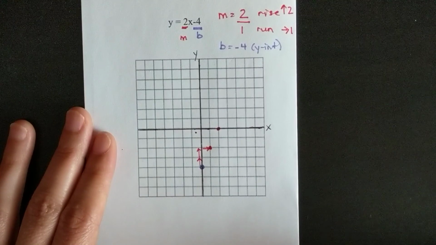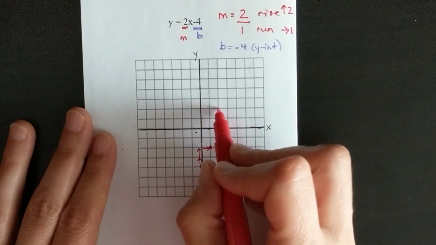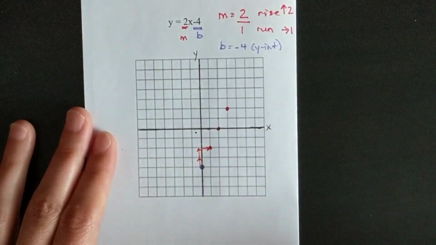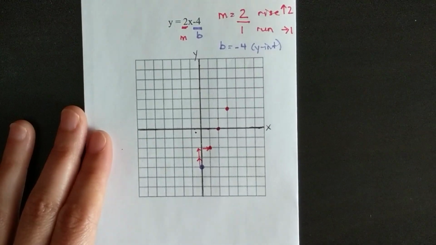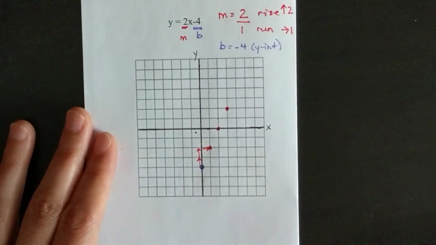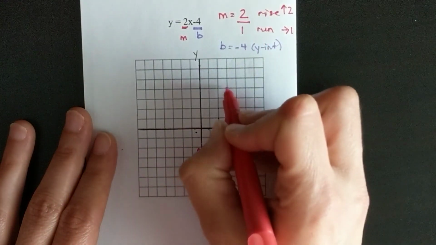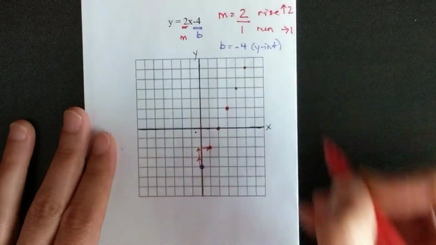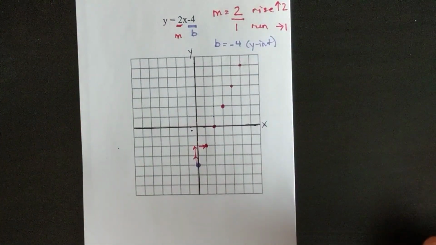Then from that point, you're going to do it again. Up 1, 2 squares, over 1. And basically you just keep counting this. Because it's a straight line, the slope is the same everywhere on the line. So anywhere you have a point, you know that your next point is going to be 2 squares higher and 1 square to the right. You could just keep doing that forever and ever, or as long as you need to, until you get enough points where you feel comfortable drawing a line.